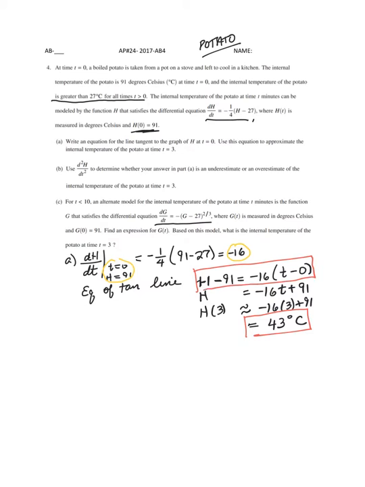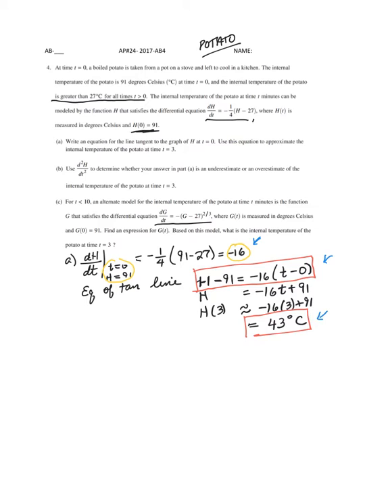So this was a two-part question. 3 points for this part. 1 point for the slope. 1 point for the tangent line. And 1 point for the approximation.